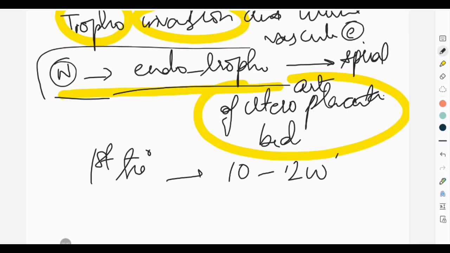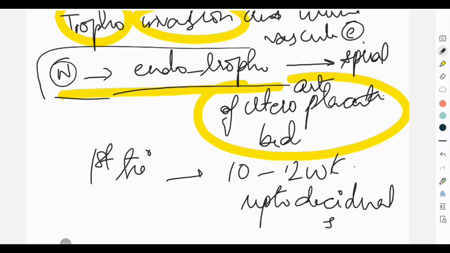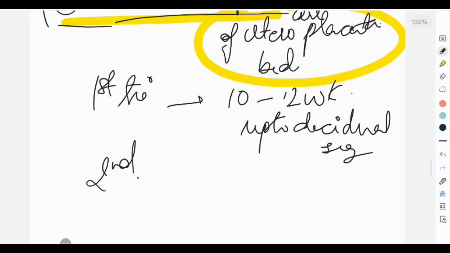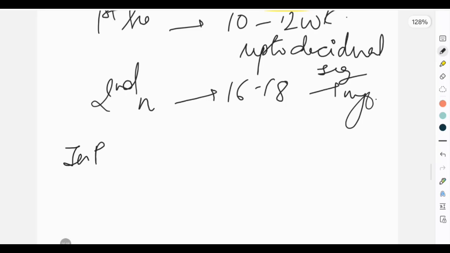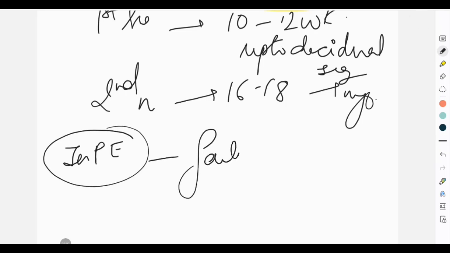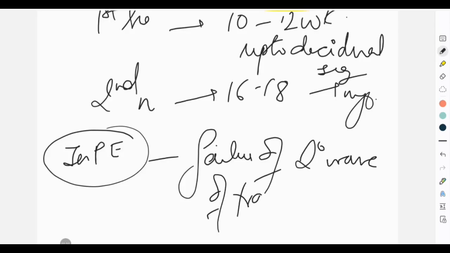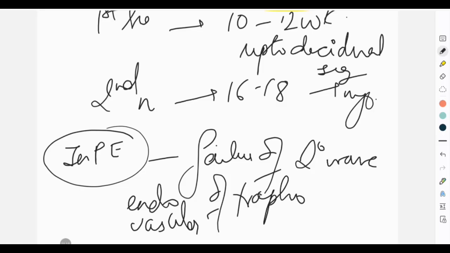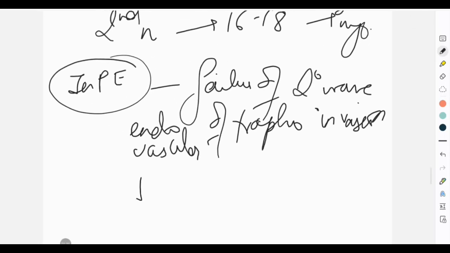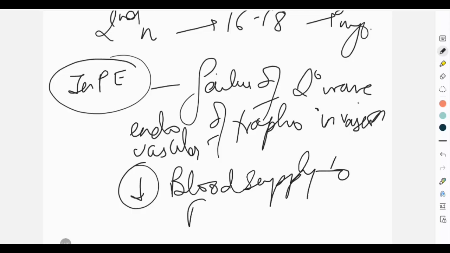It takes place at around 10 to 12 weeks up to the decidual segment, and in the second trimester at 16 to 18 weeks up to the myometrium. In preeclampsia, on the other hand, there is failure of the second wave of trophoblastic invasion of endovascular trophoblastic invasion, which decreases blood supply to the fetoplacental unit.